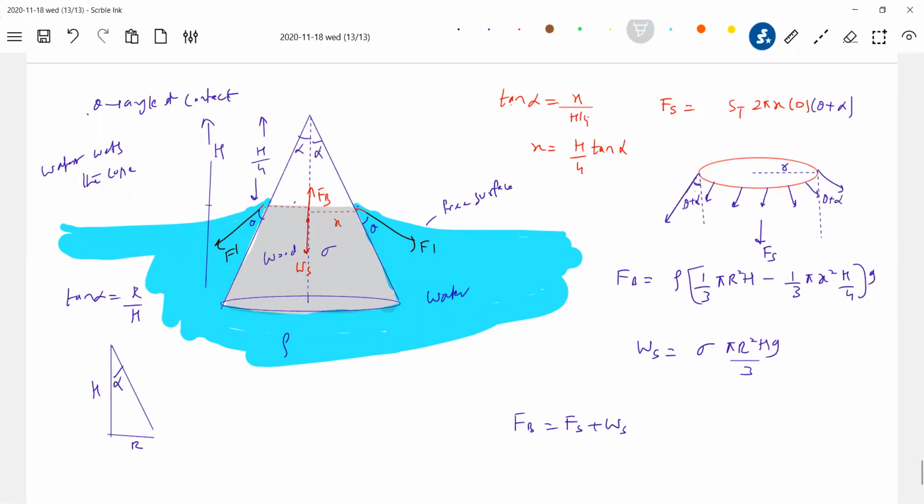Today only you might have seen the different types of conditions that come. Pyramid is there, cone is there, cube is there, a hemisphere immersed in different orientations. Cylinder also I'll immerse in different orientations. So do analyze all of them.